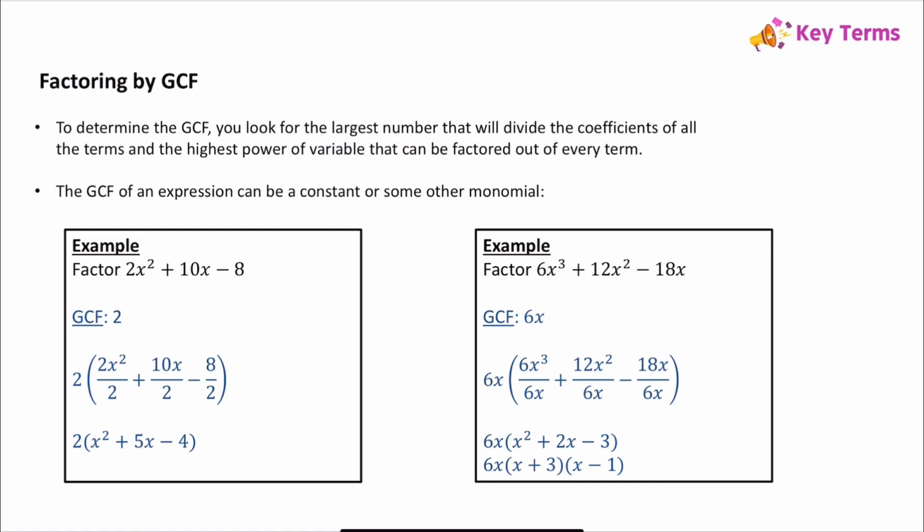In this case, we can actually factor further, because x squared plus 2x minus 3 can be factored as x plus 3 times x minus 1. So that's an extra step to keep in mind whenever you're working with these factoring problems. You want to factor completely. So if you ever get to the last step and you see something that can be factored a little bit further, go ahead and do that.